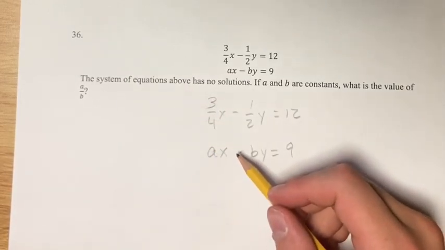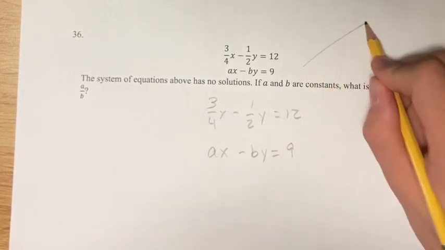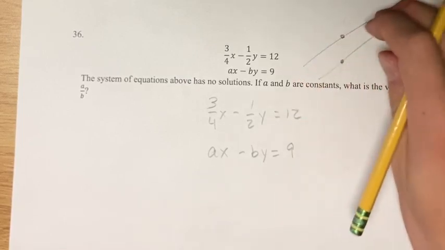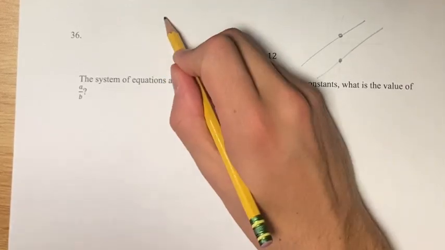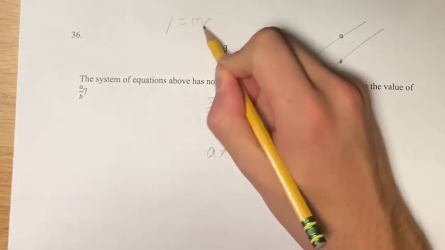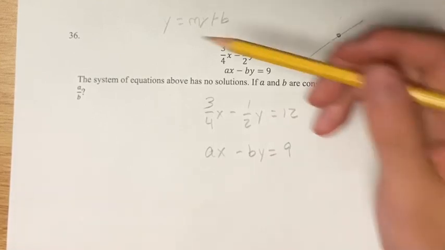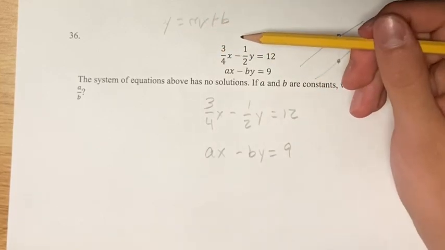So what does this mean for the graphs of these lines? Well, that means that we have two lines that are parallel but have different y-intercepts, right? So they're going to run parallel alongside each other and never meet. What does that mean? Well, if we have y is equal to mx plus b as the equation of a line, that means that the coefficients of the y value and the x value have to be the same, right?